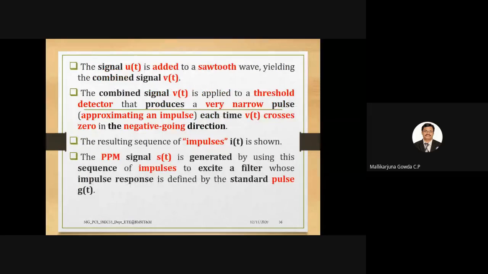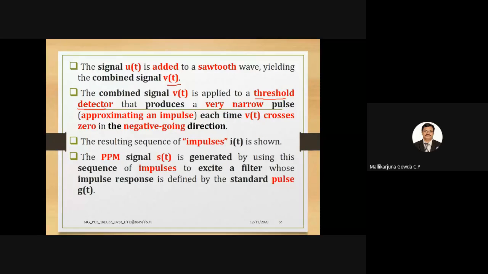After that, the output of the sample and hold circuit is added with the sawtooth waveform. That will yield the combined signal v(t), which is shown in the block diagram. Then that combined signal v(t) is applied to the threshold detector, which will produce very narrow pulses, approximating an impulse.